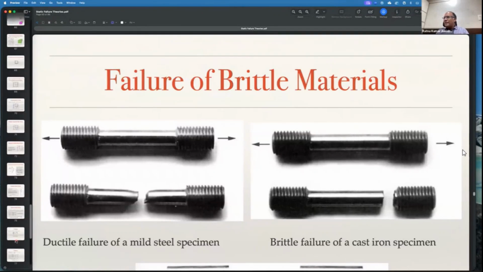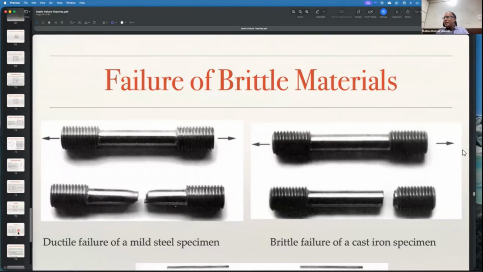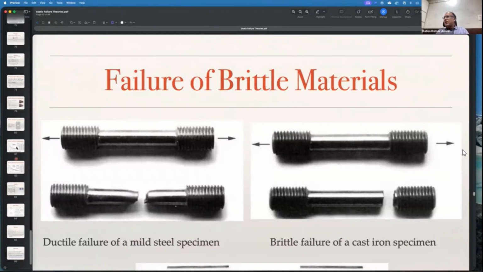Okay, and then probably next class next week we will start talking about fatigue, but that I will not have in the exam. I will only have until static failure theories for the exam.